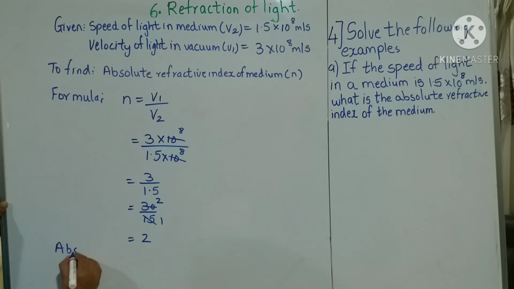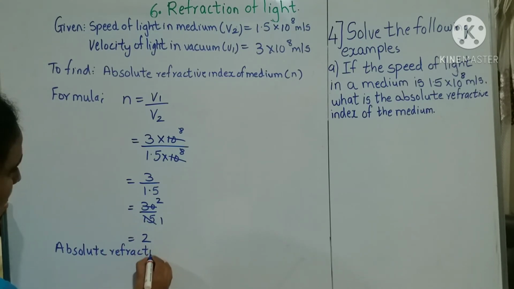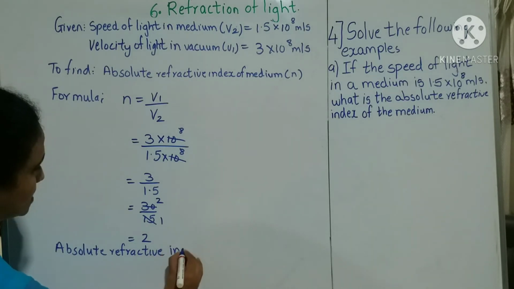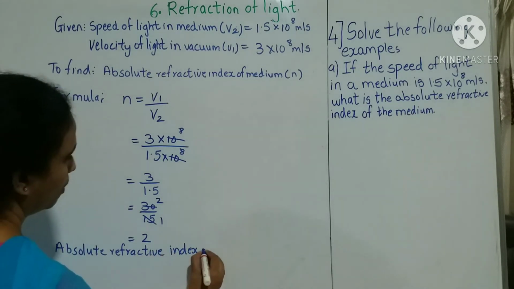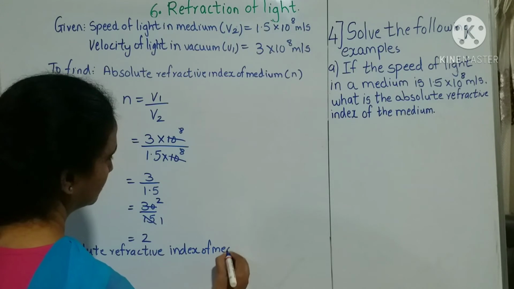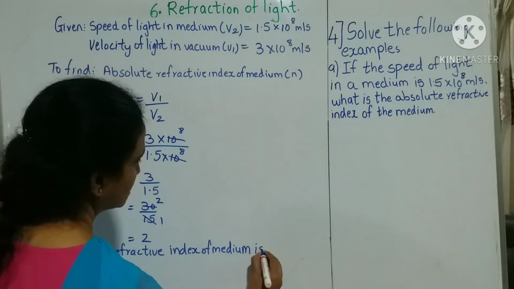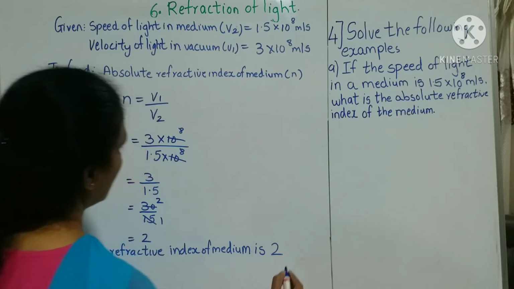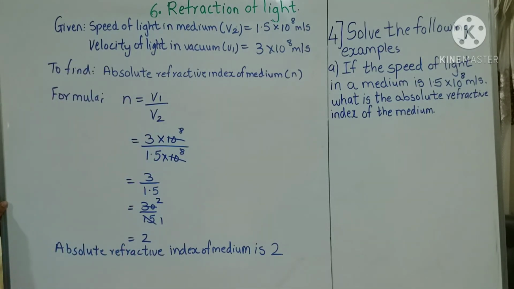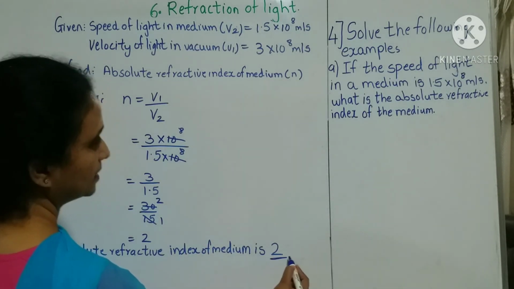absolute refractive index of medium is 2, as absolute refractive index is the ratio of same quantity. It does not have any unit.